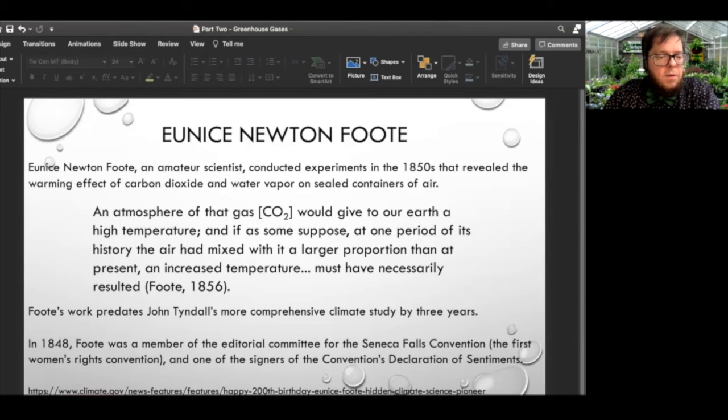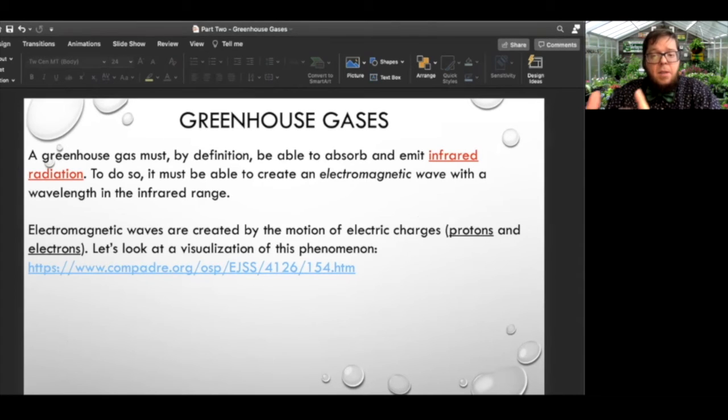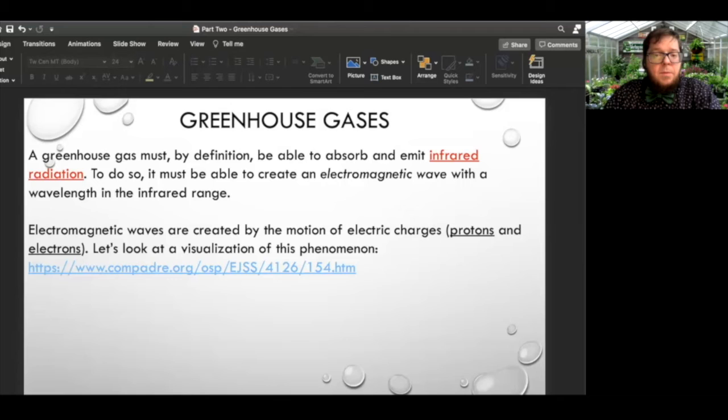All right, onward. What is going on with these greenhouse gases? Well, as we said, a greenhouse gas must be able to absorb and emit infrared radiation. To do so, it must be able to create an electromagnetic wave with a wavelength in the infrared range.